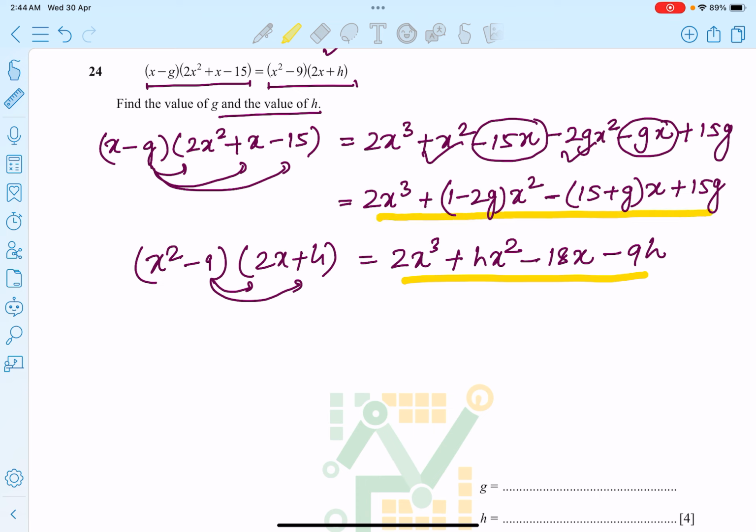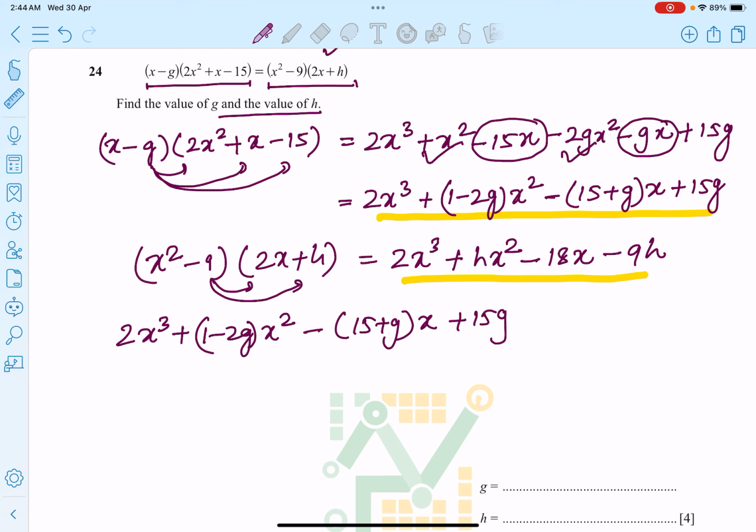We have to make it equal. Let me write down again. So I can write like this: 2x cube plus 1 minus 2g, okay, x squared minus 15 plus g x plus 15g, that equals 2x cube plus hx squared minus 18x minus 9h.